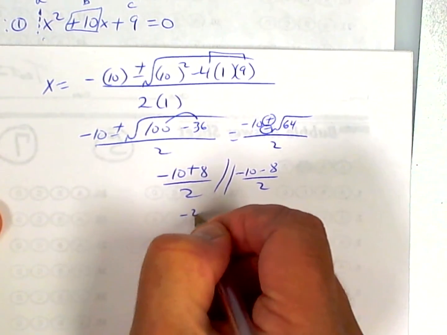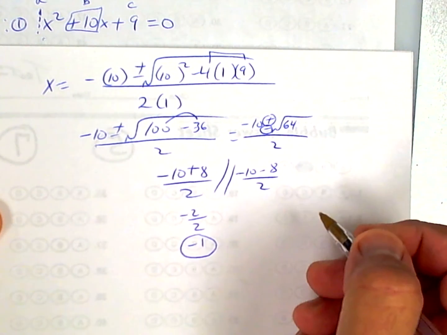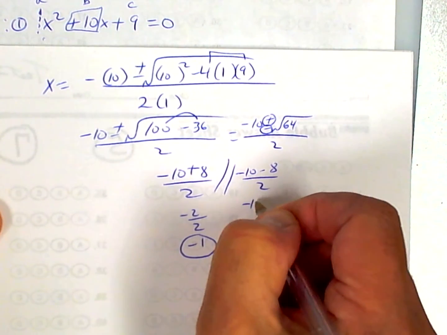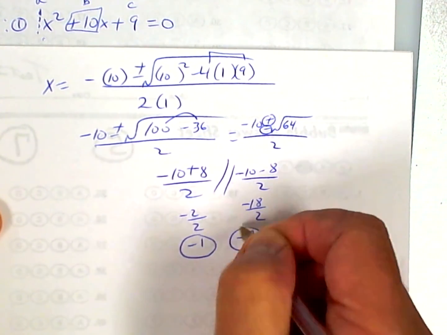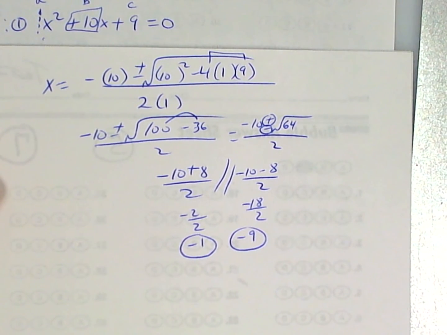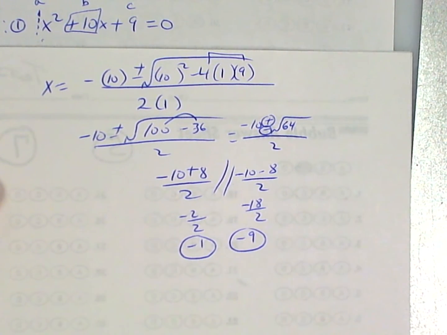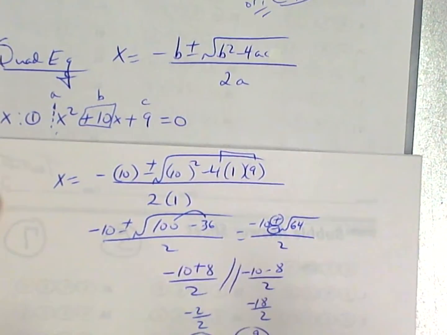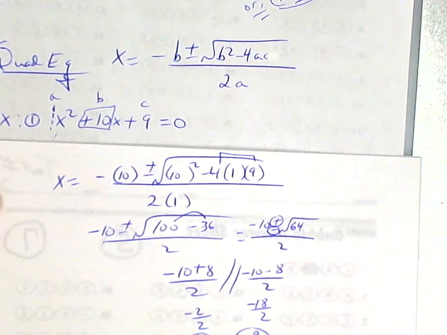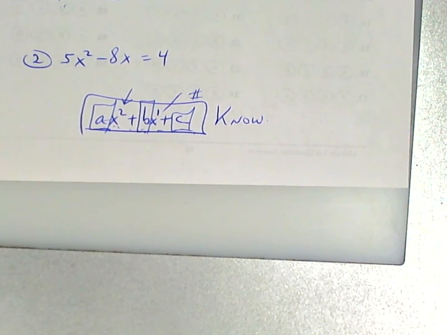This is going to be a negative 2 divided by 2, which is a negative 1. This is going to be a negative 18 divided by 2, which is a negative 9. And there it is. That's the quadratic equation. And if you practice it, you will master it. Okay? So remember, I want you to write the quadratic equation 5 times tonight. It'd be a good idea to rework some of these. Let's take a look at the next one.